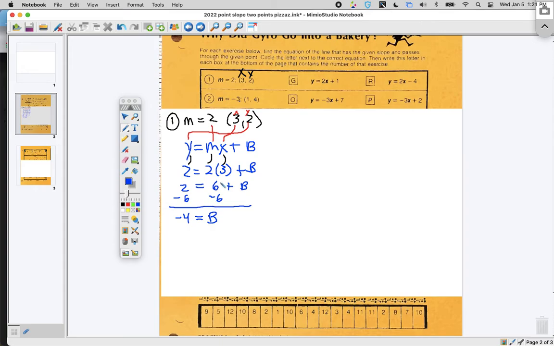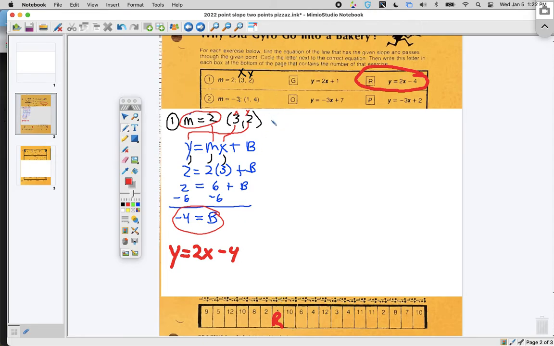Okay, so that means for my final equation, all you need are 2 things to write an equation. You need an m and you need a b. So my final equation would be y equals 2x minus 4. When you come back up here and look at these 2 problems, it's going to be R. So for problem number 1, you would put an R in here.